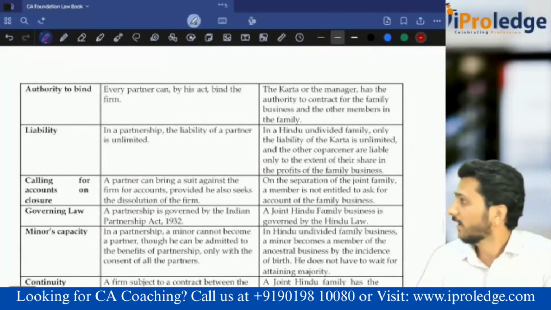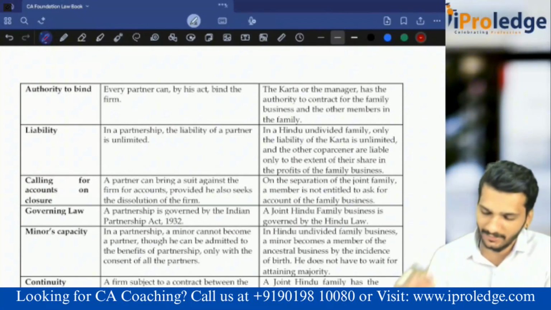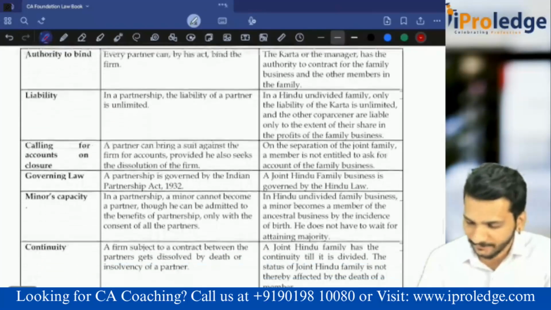And the liability of the Karta is unlimited. The co-partners' liability is not unlimited.